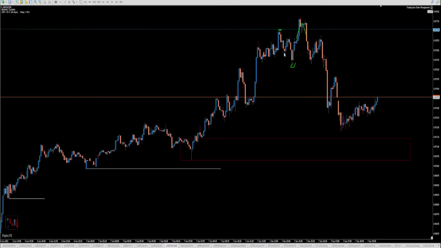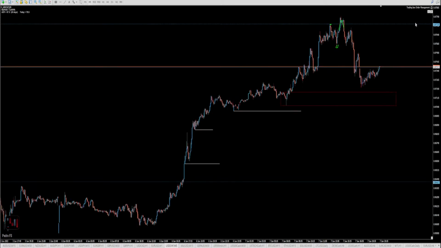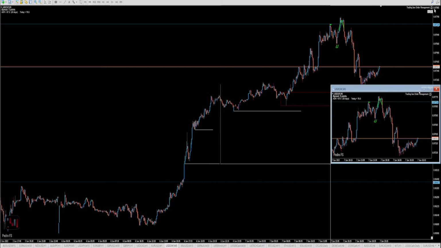For example, a different scenario that happened today with the same concept of looking for that space. It was on euro dollar. A trade that I actually missed.